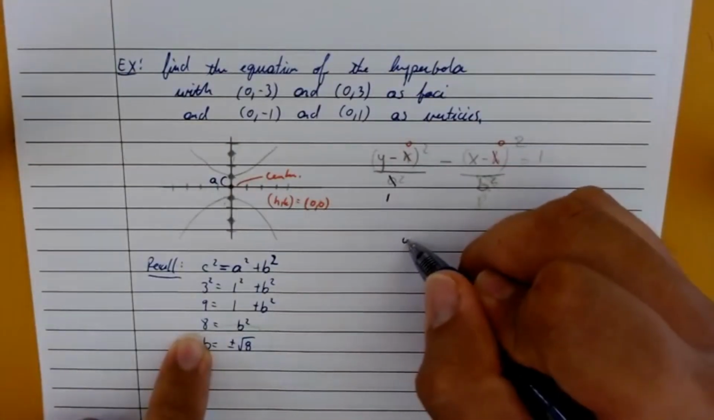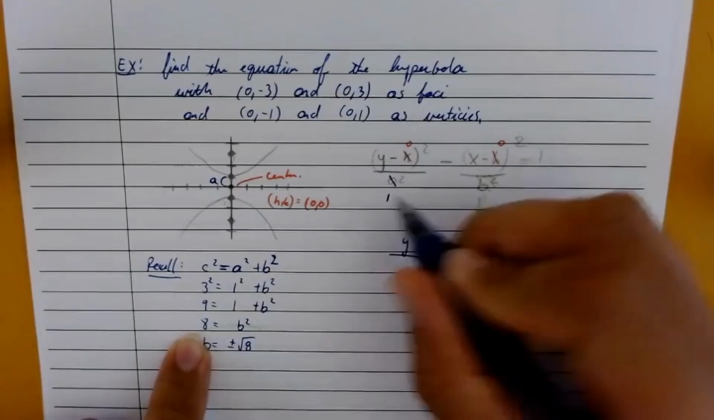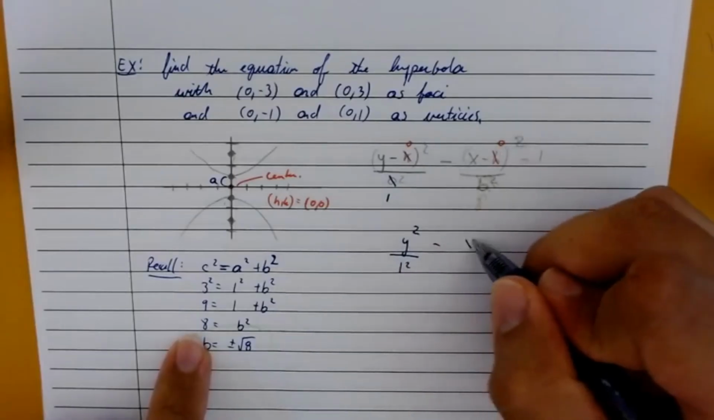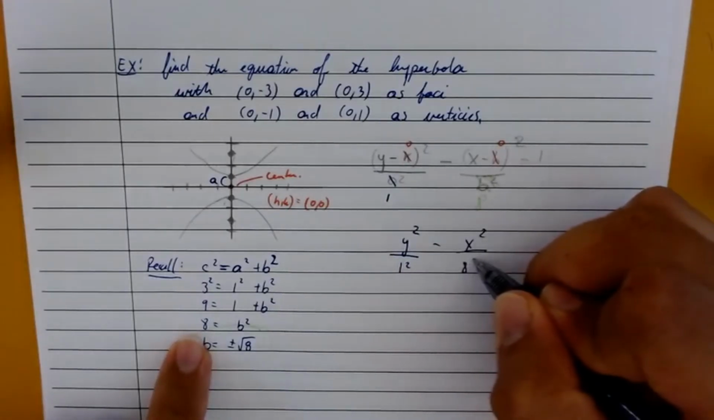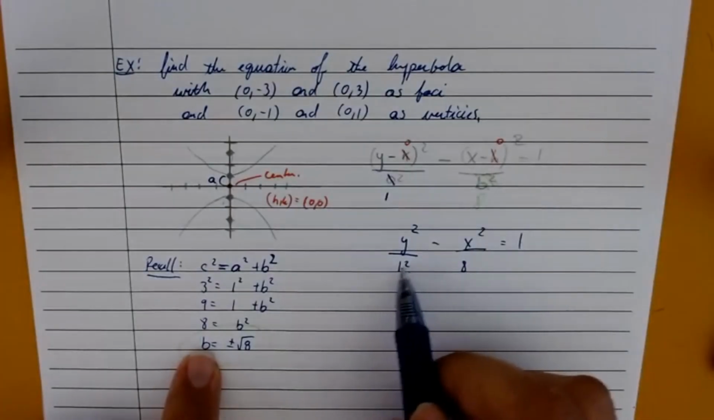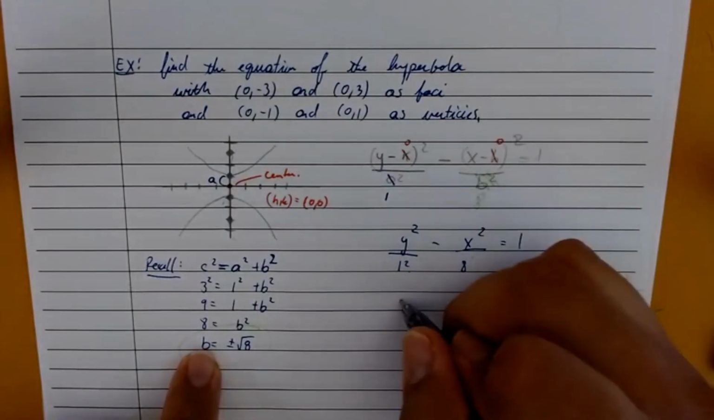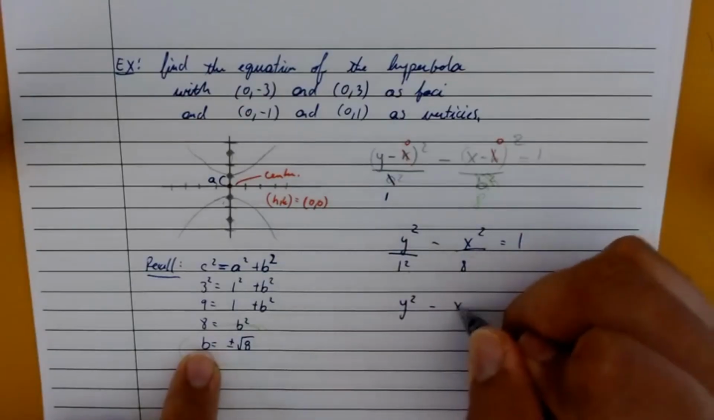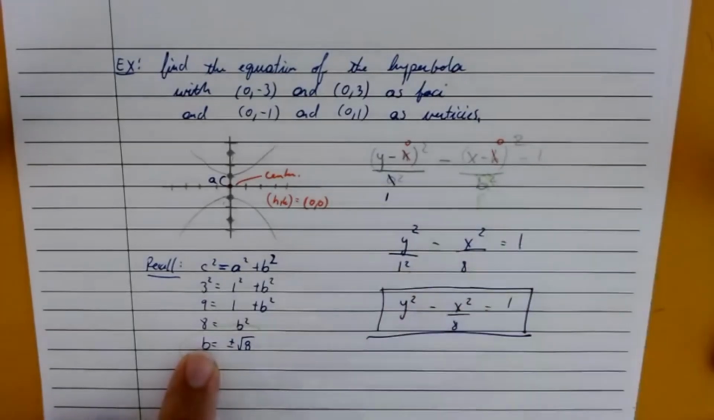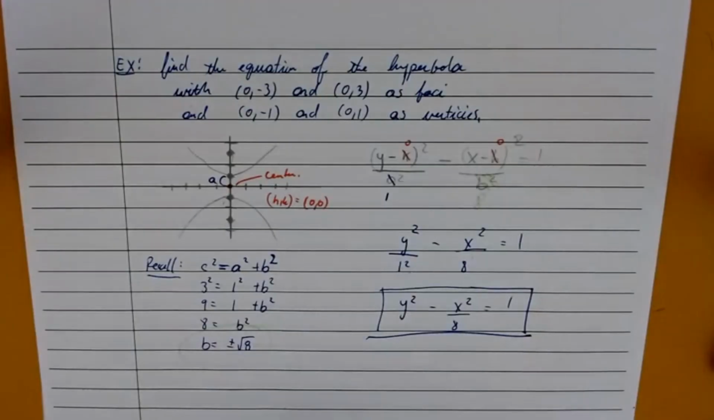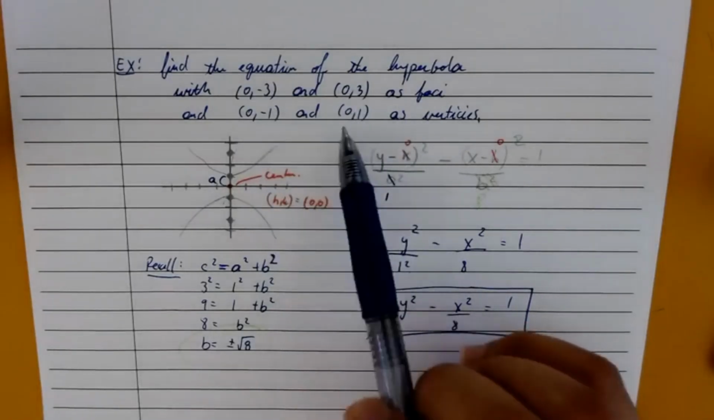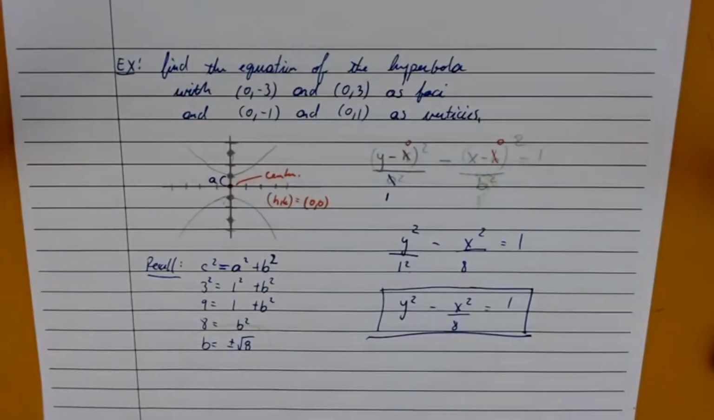(y - 0) we can just write as y² over 1² minus (x - 0), that's just x² over 8, is equal to 1. And since dividing by 1 doesn't change anything, usually we would just leave that part off. So you can just write that as y² minus x² over 8 is equal to 1. And that is an equation of a hyperbola in standard form that has (0, -3) and (0, 3) as foci, and (0, -1) and (0, 1) as vertices.